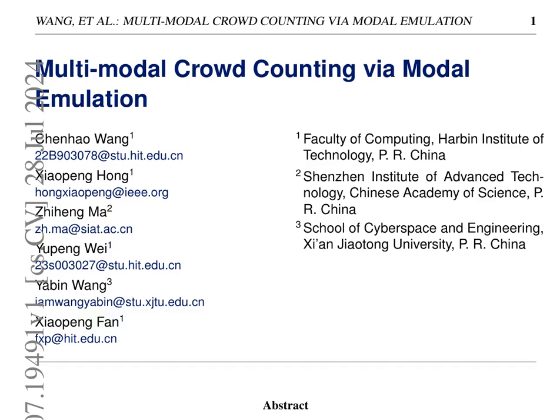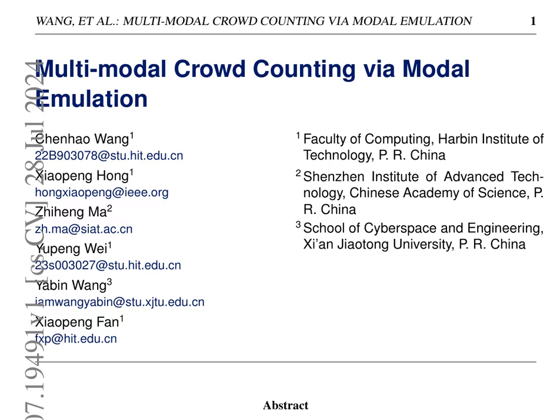Multimodal crowd counting via modal emulation proposes a novel two-pass framework for crowd counting that leverages multimodal cues to overcome the limitations of single-modality methods. This approach fuses information from different modalities, such as RGB, thermal, and depth images, to improve accuracy and robustness. The framework consists of two key components: a multimodal inference pass and a cross-modal emulation pass.